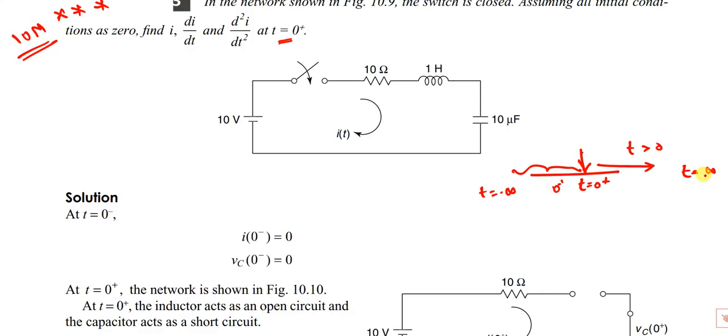Before switching the switch is open, so current is 0. At t equal to 0 only the switch is closed. From this point to this point the switch is open, no current is flowing, so current is 0. iL of 0 minus is 0 amps. From minus infinity to 0 minus, the switch is open, no current is flowing because the circuit is open. Because of no current, there is no initial current in the inductor, and the capacitor is also not charged, so the initial voltage of the capacitor is 0 volts. This is 0 amps.